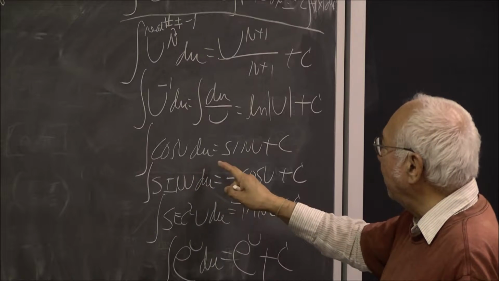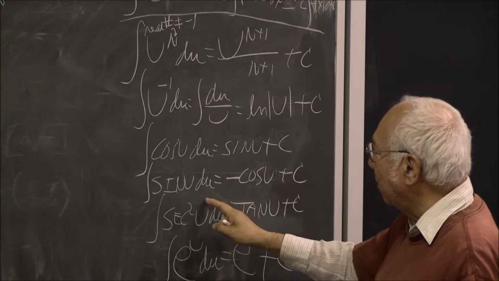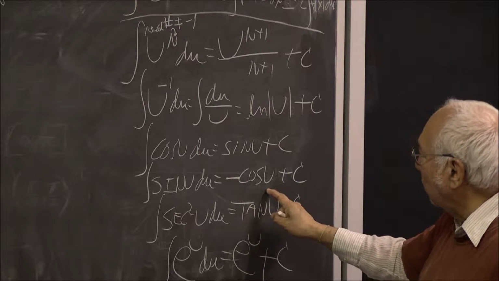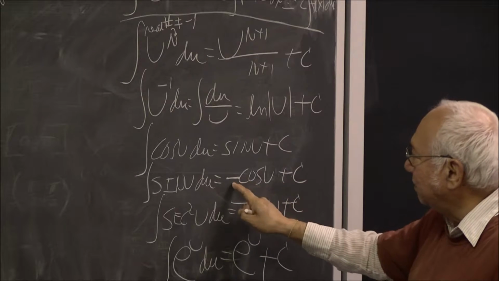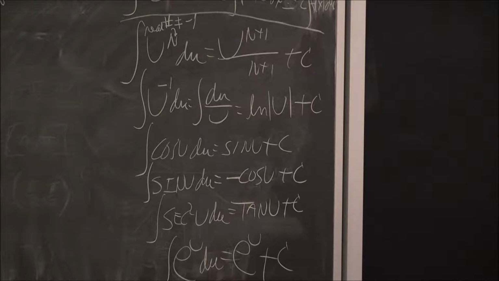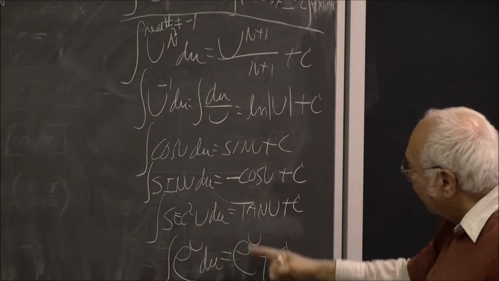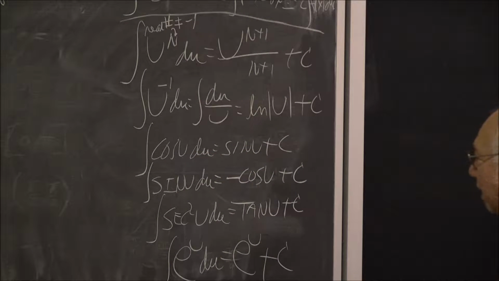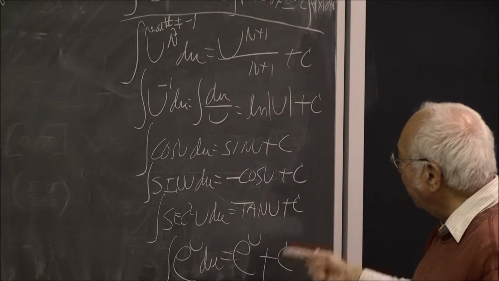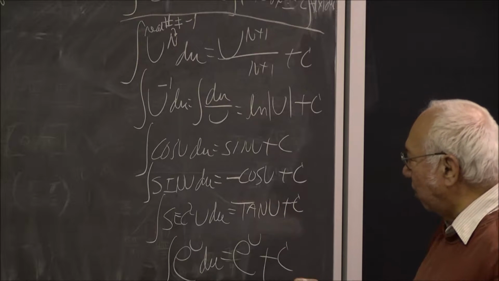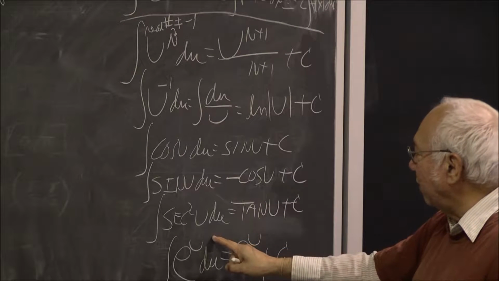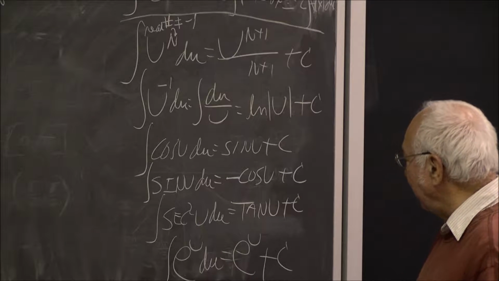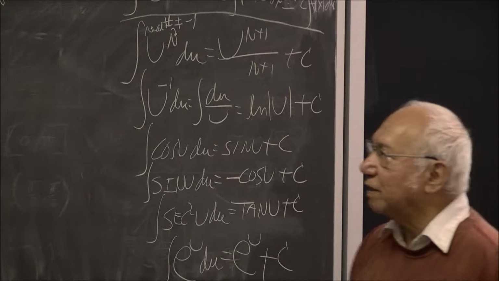The integral of the cosine of u du is the sine of u plus c. The integral of the sine of u du is minus the cosine of u, because the derivative of the cosine is minus the sine, times this minus gives you the original sine back. Remember, the derivative of each one of these is going to be what you started off with under the integral sign. So you already know these from the derivative formulas. The integral of secant squared of u du is the tangent of u, and the integral of e to the u du is e to the u. And always you have a constant of integration.